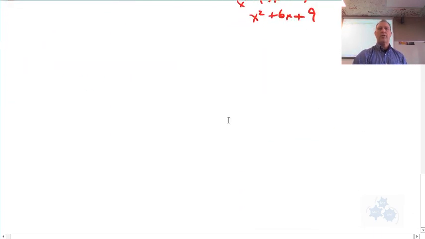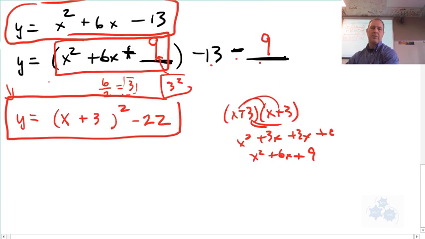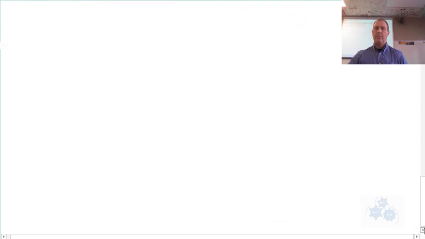So let's do the one I started with the other time there. Okay, so what is it? x squared plus 5x minus 13. Let's do that one. y equals x squared plus 5x minus 13.